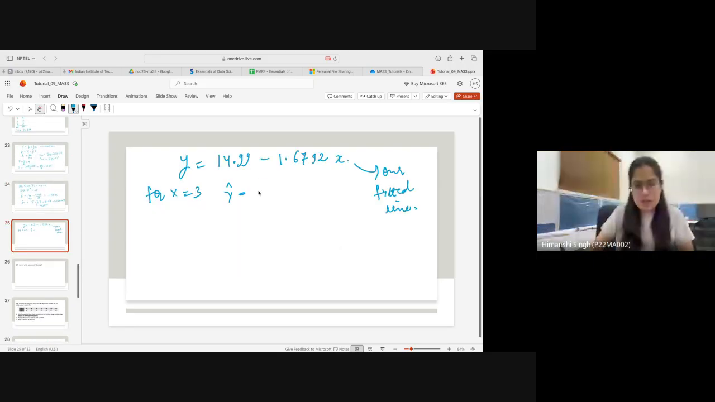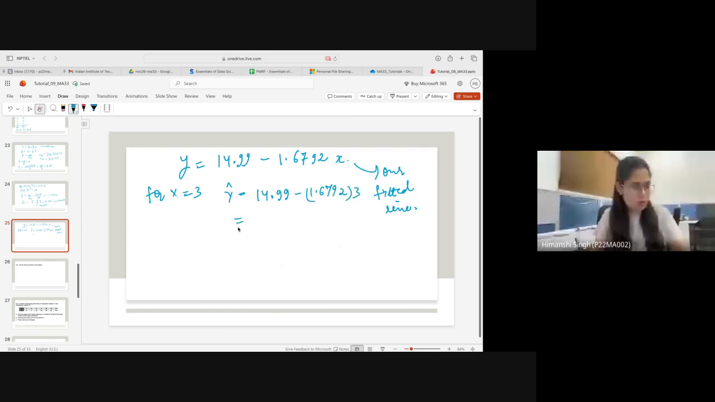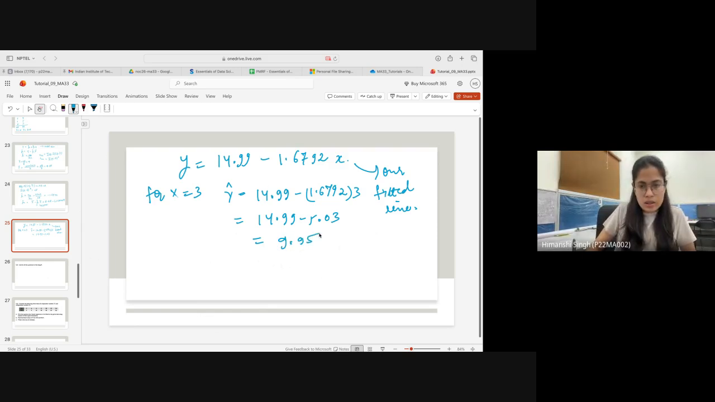What is y hat? So that is 14.99 minus 1.679 multiplied by 3. If I find that, 1.679 multiplied by 3 is 5.03. So it is 14.99 minus 5.03, which is 9.95 approximately.